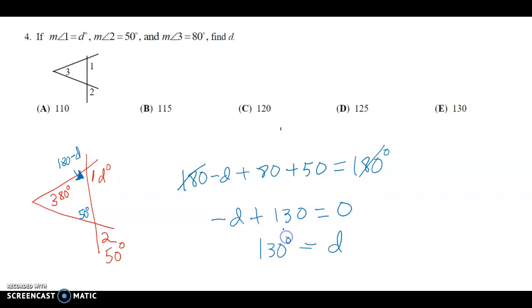Let's see what they were asking me to do. They were asking me to find D, so I stop there. I look and I see that E is my answer. Take a moment and look at the work that we've done using the fact that the sum of the angles of a triangle is 180 degrees.